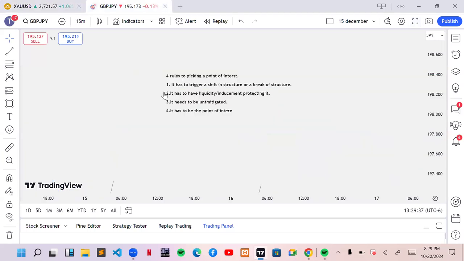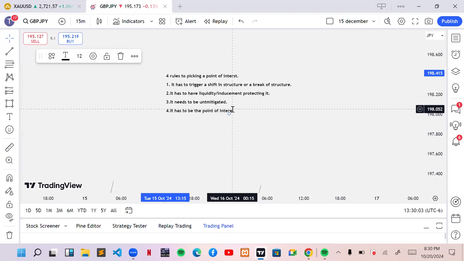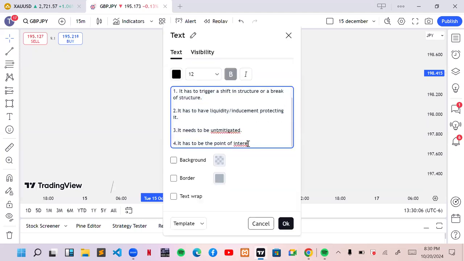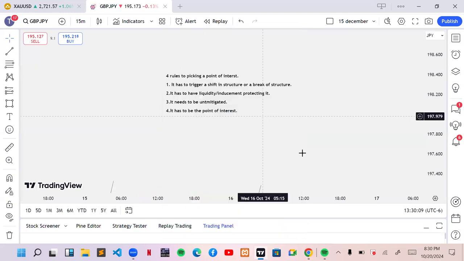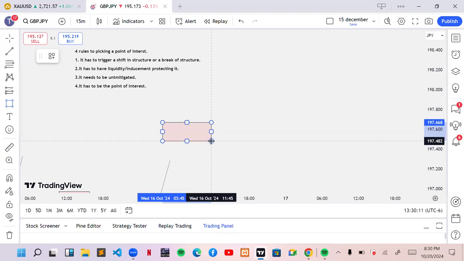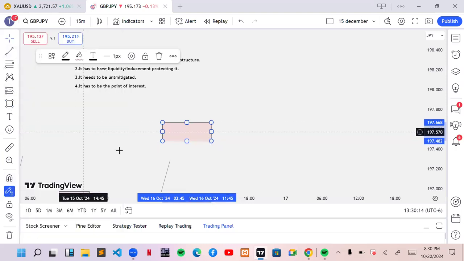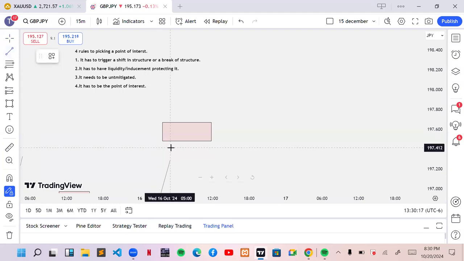So the first rule says it has to trigger a shift in market structure or a break of structure. The second rule says it has to have liquidity protecting it. The third rule now says it needs to be unmitigated. Now, what proper mitigation is: after market breaks structure or has a shift in market structure, the market comes back to tap into a point of interest. That is what mitigation is. Mitigation is only valid when it happens after a break of structure or a shift in market structure. So, for example, this is our order block right here, and the market breaks past that zone and market breaks past that zone.